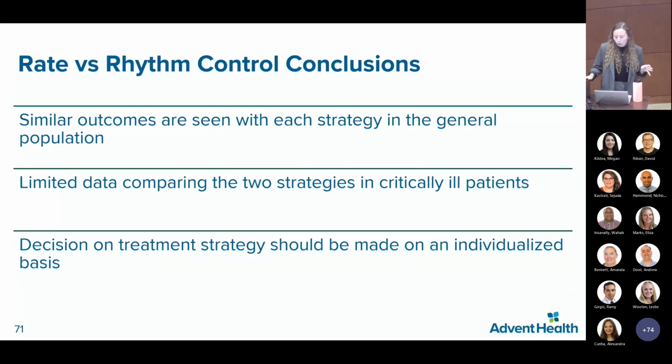So how do we decide on which strategy to use in our patients, rate or rhythm control? Each strategy has similar outcomes in the general population, but there's limited data in our critically ill. Rate controlling agents have less potential for adverse effects, and agents such as beta blockers have been shown to have mortality benefit in our patients with septic shock. However, patients who convert to sinus rhythm have been shown to have better outcomes compared to those who do not.